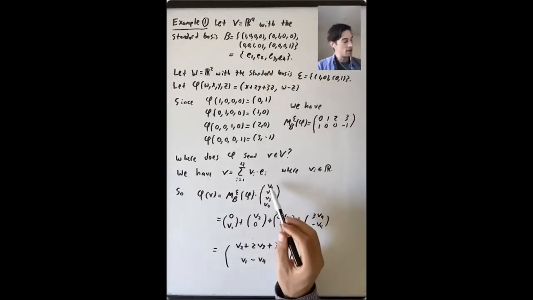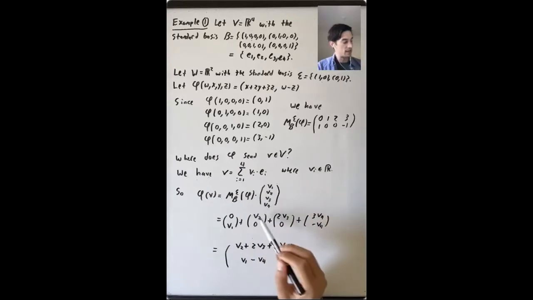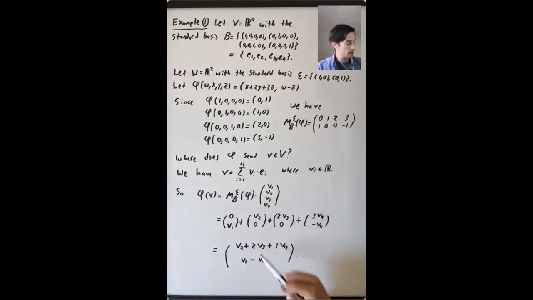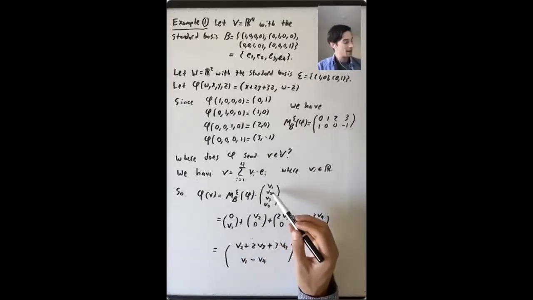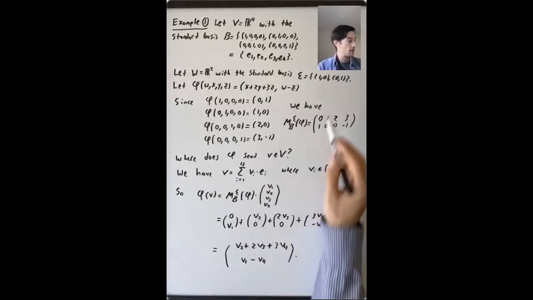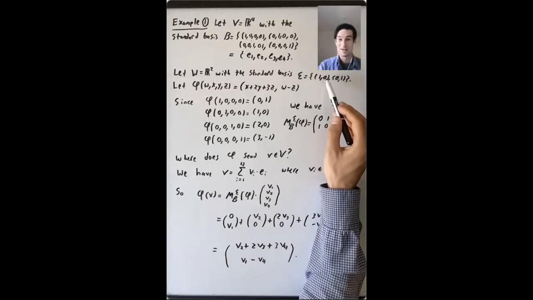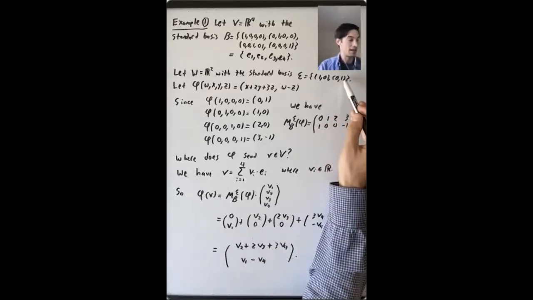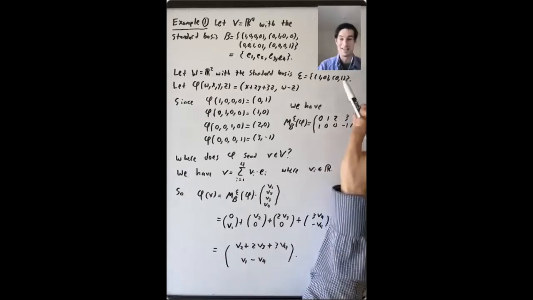And we just take v1 times the first column plus v2 times the second column. You can take those scalars and put them into those column vectors. And we see that in the end, what do we get? We get phi of v gets sent to the vector (v2 + 2v3 + 3v4, v1 - v4). Or if you like, you can think of it as this real number times the first standard basis vector of E plus this second real number times the second standard basis vector in E.